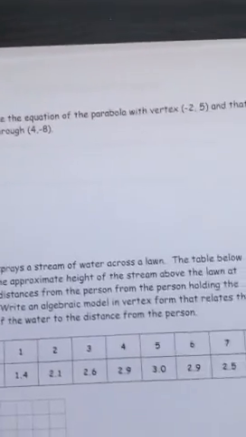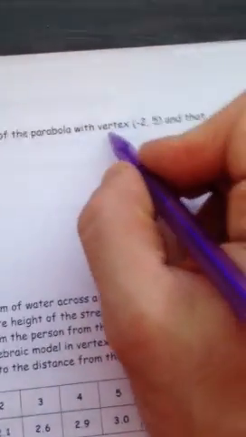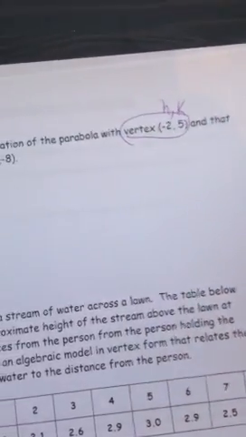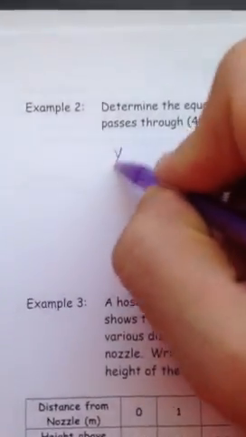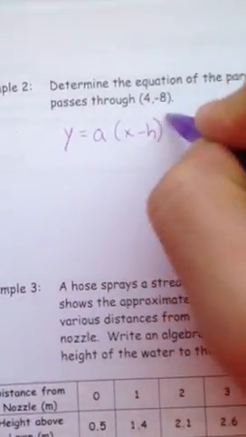It says, example 2, determine the equation of the parabola with vertex (negative 2, 5) that passes through the point (4, negative 8). So this time it's actually telling me what the vertex is, and we know that the vertex is (h, k). So obviously, in order to come up with the equation for this parabola, we're going to have to use the vertex form of a parabola. And vertex form of a parabola looks like this.